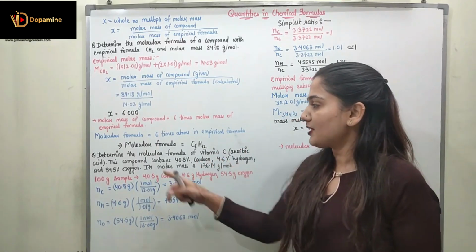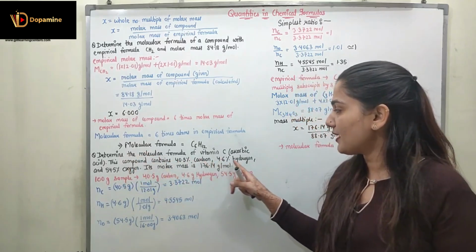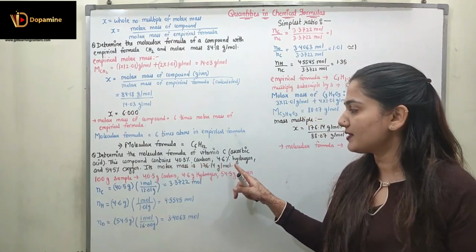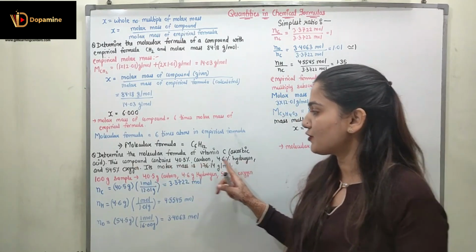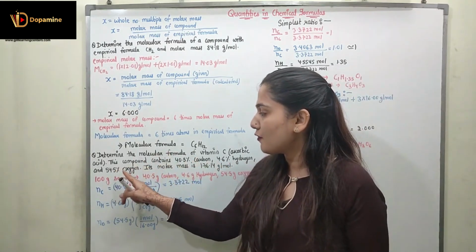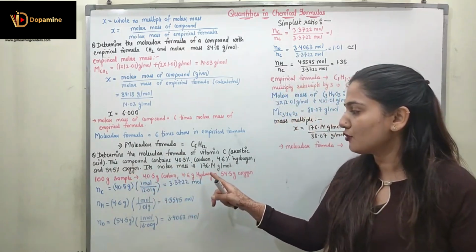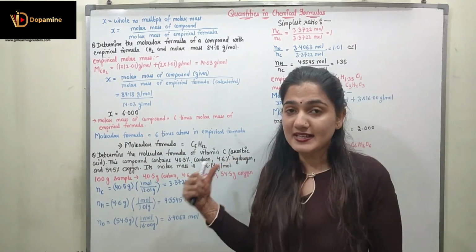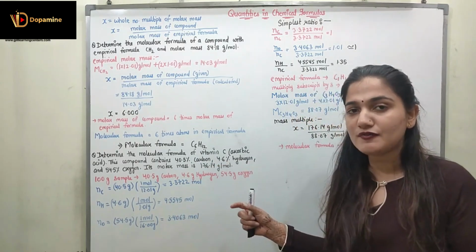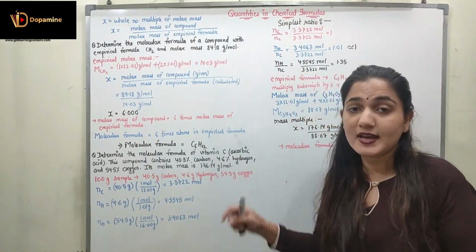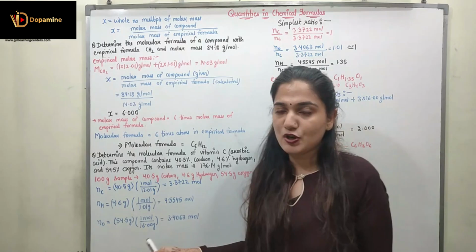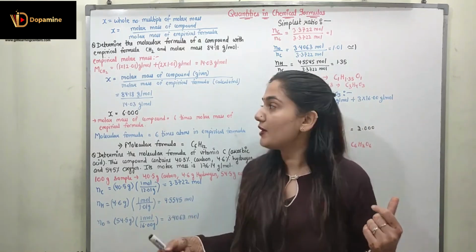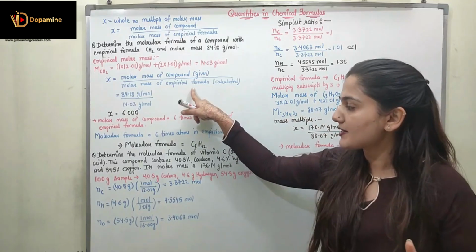Coming to the next question, which states: determine the molecular formula of vitamin C, which is ascorbic acid. This compound contains 40.5% carbon, 4.6% hydrogen and 54.5% oxygen. Its molar mass is 176.14 gram per mole. Here the percentage composition is given, and we need to find the molecular formula. First of all, from the percentage composition we find the empirical formula, and from the empirical formula we find the empirical formula mass.